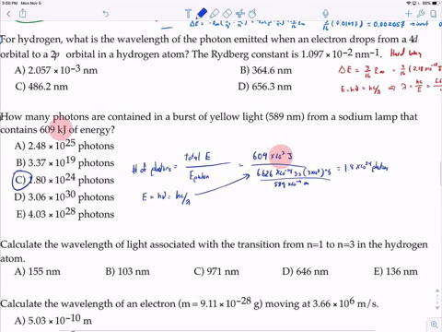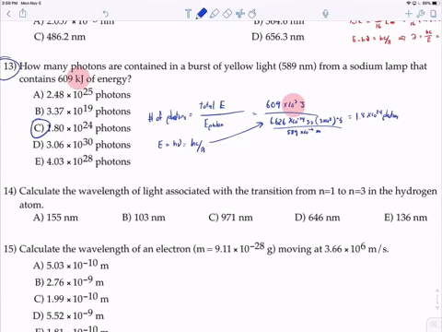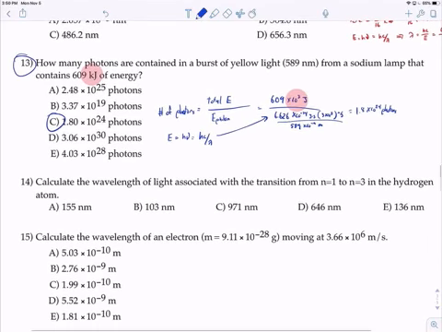So 609 kilojoules, that's a lot of energy. So questions with that? Thing must have blown up. That's pretty strong. Okay. Calculate the wavelength of light associated with the n equals 1, n equals 3 transition in the hydrogen atom.